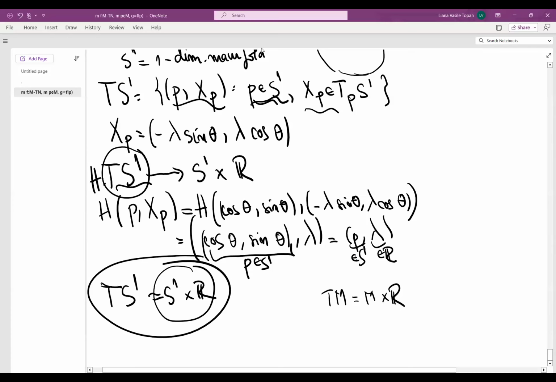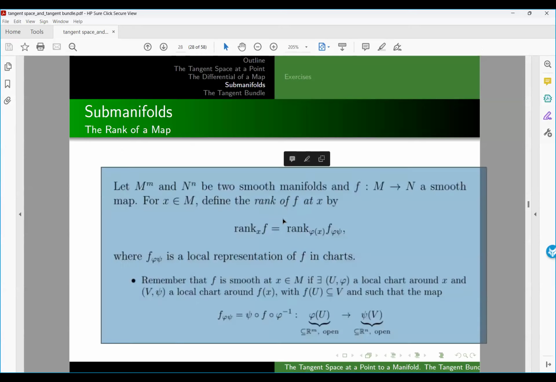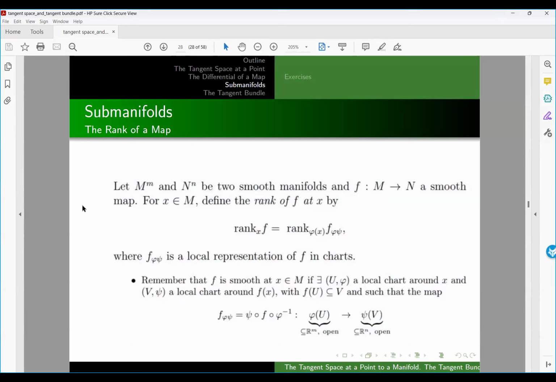Questions? All right. Then let me go here. Okay, so we are going to see what a submanifold of a manifold is. And for this, we are going to start by defining the rank of a map between two manifolds. As before, when we were talking about differentiability, we are going to go through a local representation of the functions. When our function is defined between Euclidean spaces, we know what the rank of a map like this is.